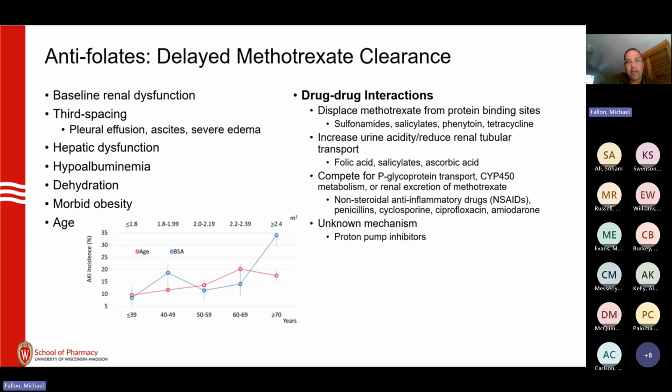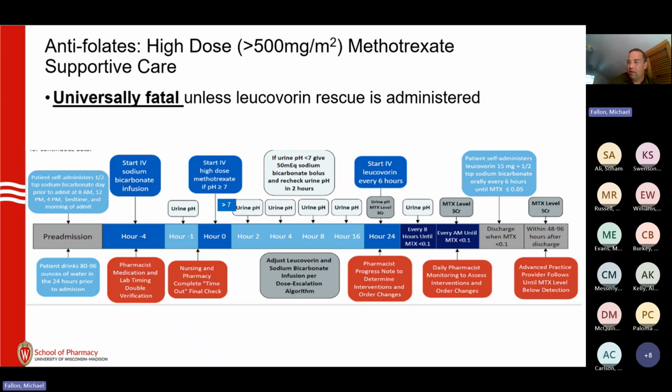There's a lot of drug-drug interactions with methotrexate, so every time that's reviewed by pharmacists when we're verifying the medication, a lot of times we'll have to hold stuff. Probably the most common is pantoprazole will have to be held. And here's our platform. So this is all built into Beacon, and so we're checking urine pHs at intervals, -4, 0, 2, 4, 8, and then every 8 hours after. And pharmacists are writing daily PK notes if needed, always at 24 hours.